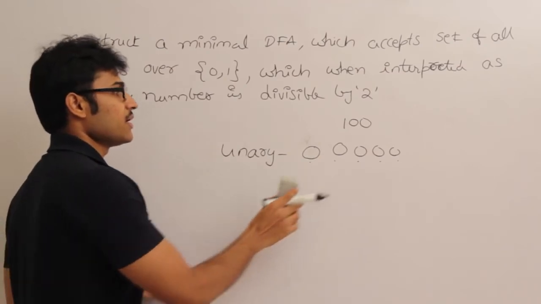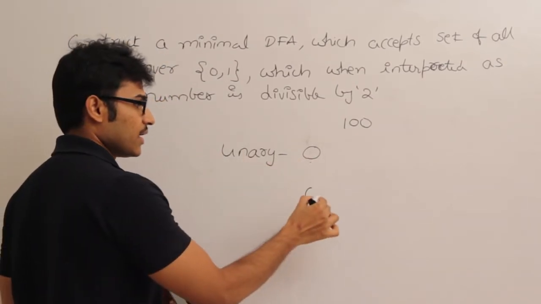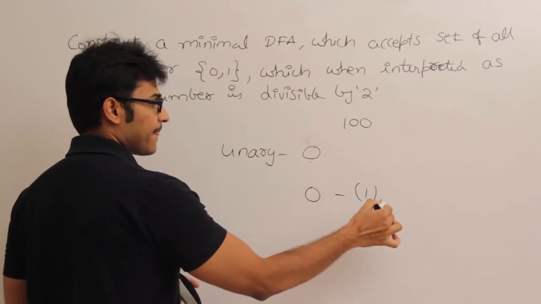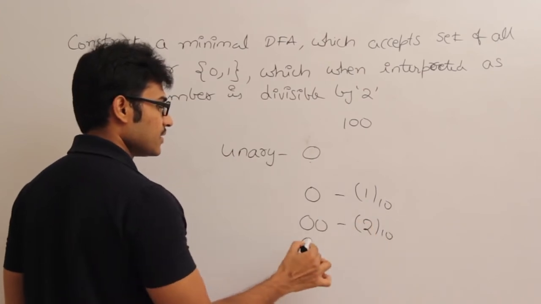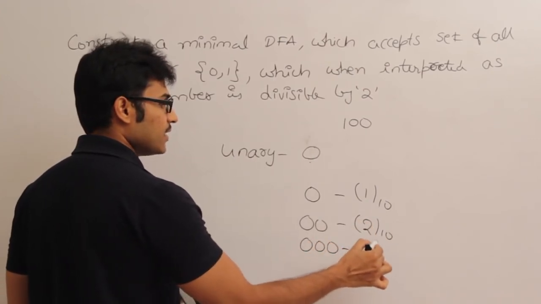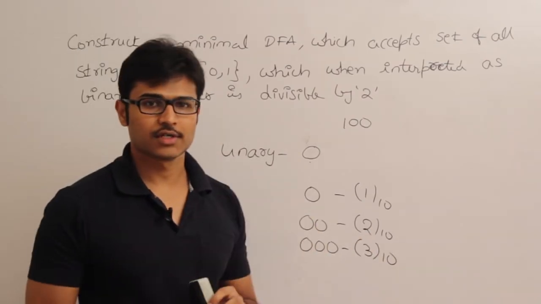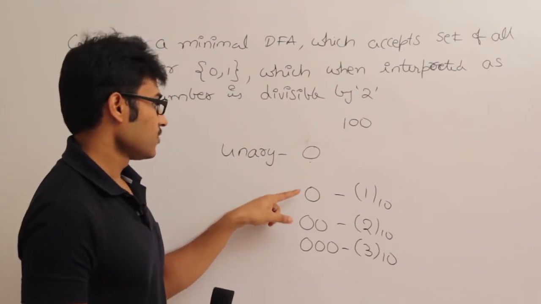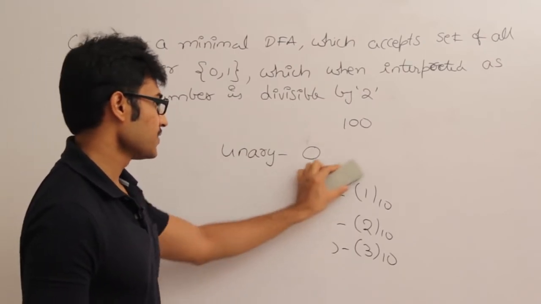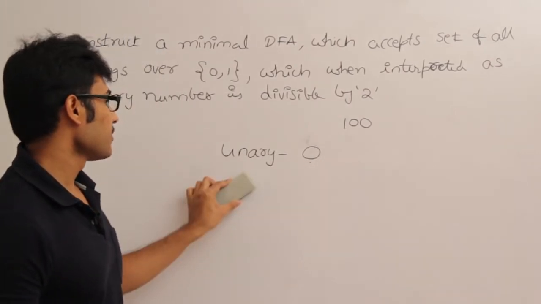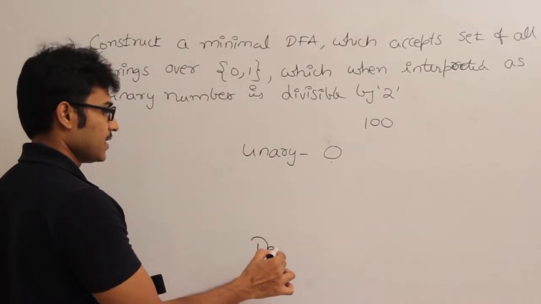And unary number system contains only one symbol, which is 0. And if I write 0 like this, it is actually 1 in decimal. If I write 2 zeros, it is actually 2 in decimal. If I write 3 zeros, it is actually 3 in decimal. You might have played this abacus when you were in school, right? It is nothing but using number of stones to represent the number. So unary is going to contain only one symbol, which is 0. And the next popular number system, after unary, is decimal number system.